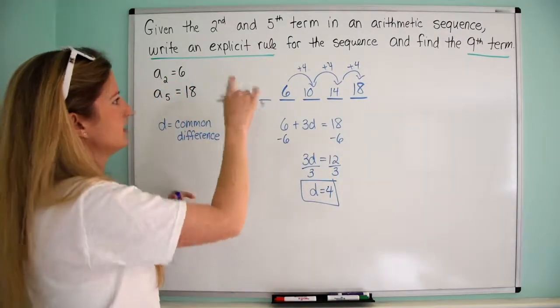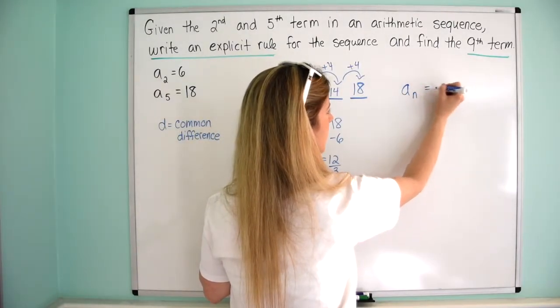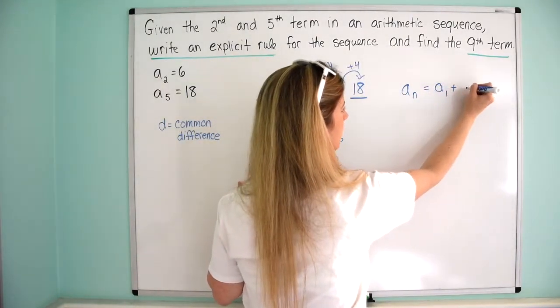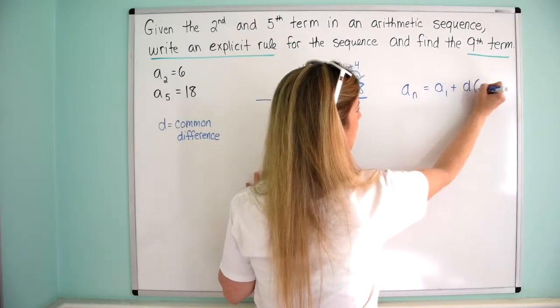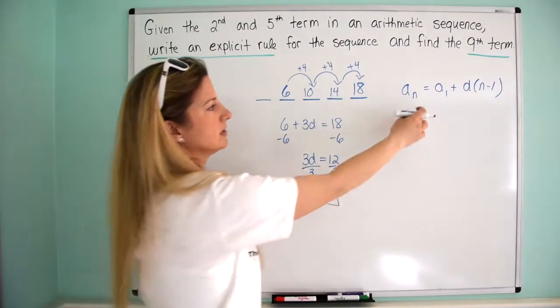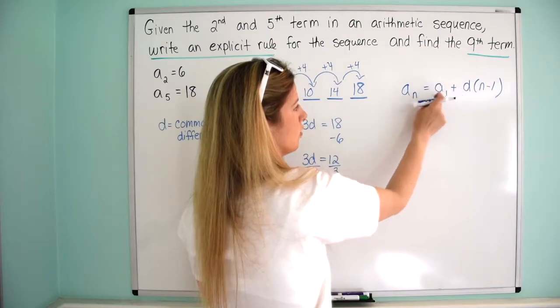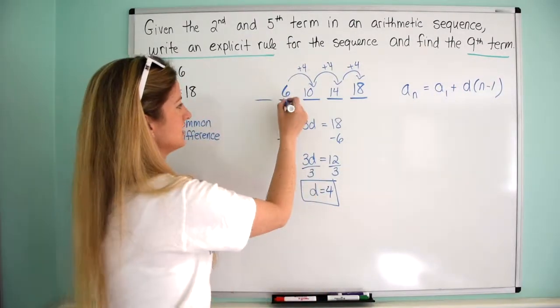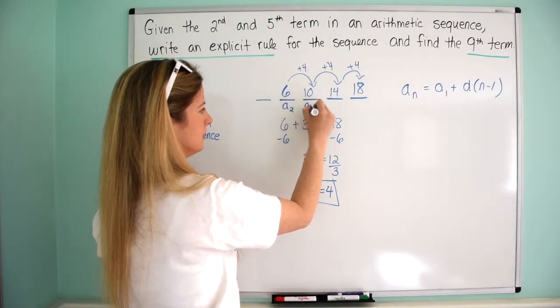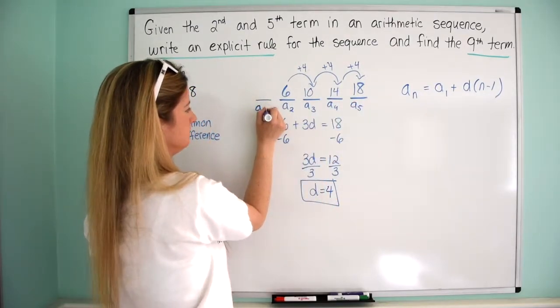Now, if I want to write the explicit rule, we know the way to write the explicit rule is a sub n equals a sub 1 plus d times n minus 1. In order to write the explicit rule, we need to know what a sub 1 is. We know what d is, and then n stays as n. So we need to find a sub 1. Well, if this is the second term, and this is the third term, and this is the fourth term, and this is the fifth term, this is the first term.